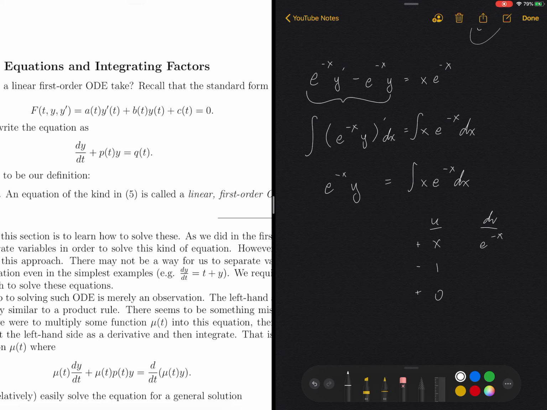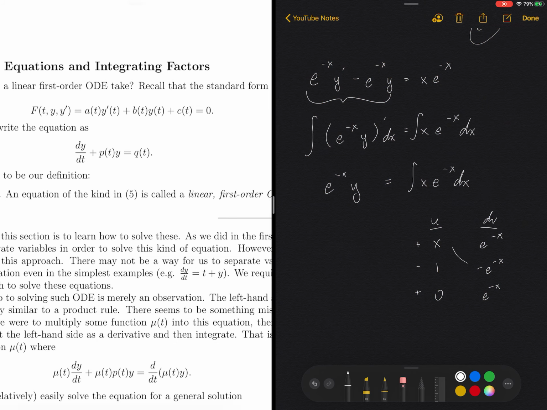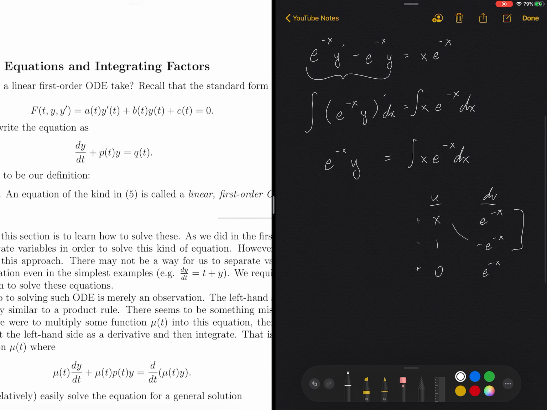And I do this as tabular integration. So I'm going to be differentiating down the left-hand side, adding a plus and minus pattern. And then I'll be integrating down the right side. So I integrate and wind up with a minus e to the minus x. And then I pick up another minus sign, so they cancel, and I wind up with an e to the minus x. And then I multiply down the diagonal, right? Each block here.